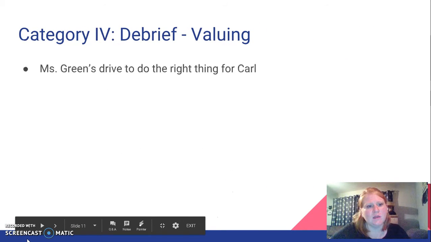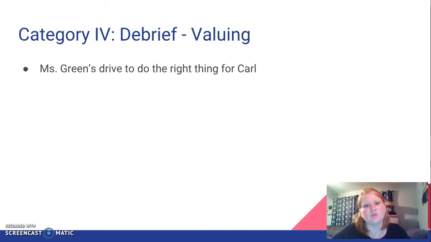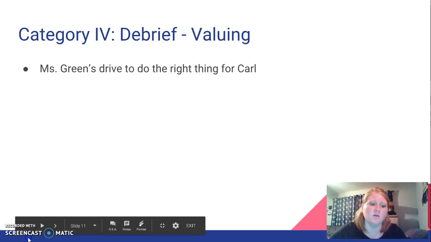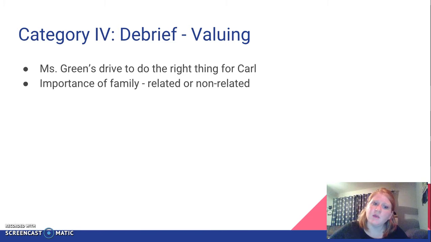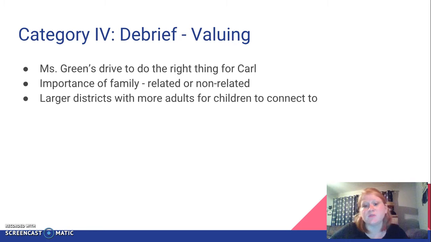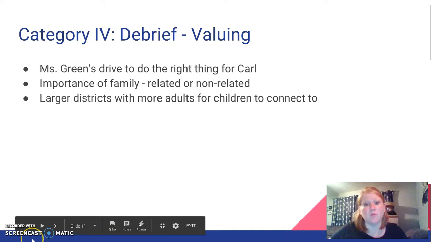Debriefing, valuing. I'm really valuing Mrs. Green's drive to do the right thing for Carl. She's new, she's inexperienced, she's up against an experienced teacher who is telling her what to do, but Mrs. Green really seems to be sticking to her guns, and she's trying to do the right thing for Carl. Valuing the importance of family, related and non-related. Really just the importance of relationships, the family outside of school and relationships inside of school. I was also valuing larger districts, more adults for children to connect to, more people around that can help them work through everything that they may be going through at home and at school.